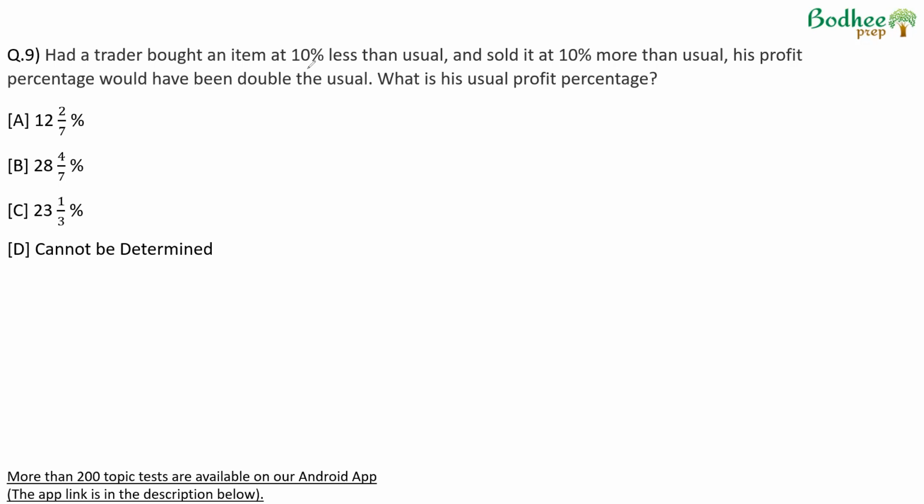Had a trader bought an item at 10% less than usual and sold it at 10% more than usual, his profit percent would have been double the usual. What is the usual profit percent? Let cost price be X, selling price be Y. Usual profit percent, therefore, is equal to (Y minus X) upon X into 100.